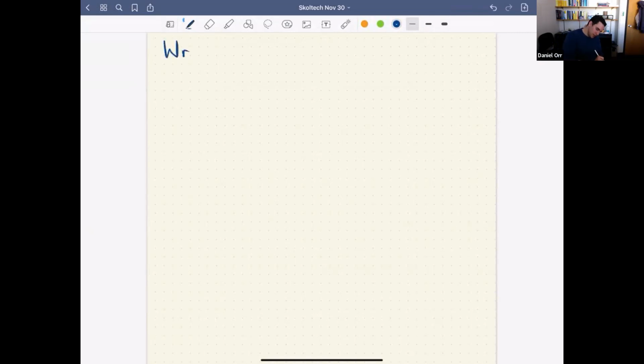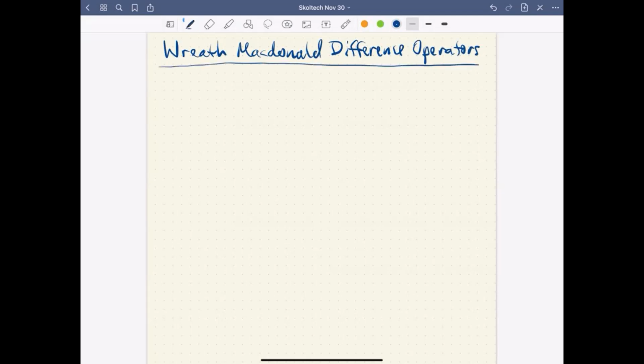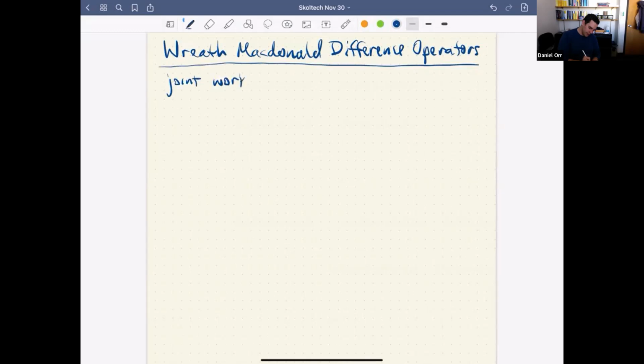So let me write the title here. Wreath Macdonald operators. Okay. So like I said, joint work with Mark. Mark and I have actually been thinking about wreath Macdonald polynomials for quite a while, and we're very happy to have sort of our first result on this. So this one is actually, it's going to be two works. This one is already on the archive. It's more of a brief announcement of the result, and then we're writing a longer paper with Josh Wen. So I'll call this one OSW, and this one is in progress.